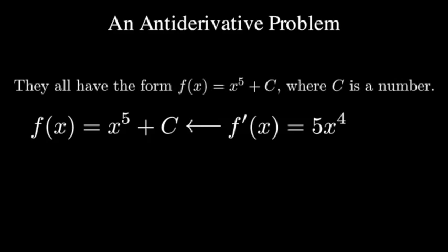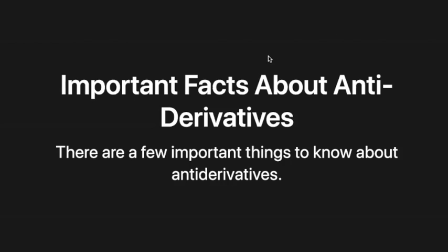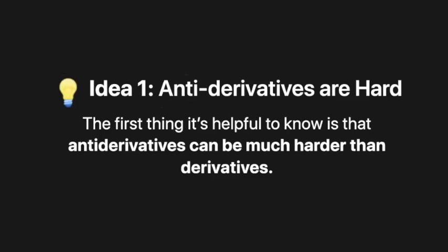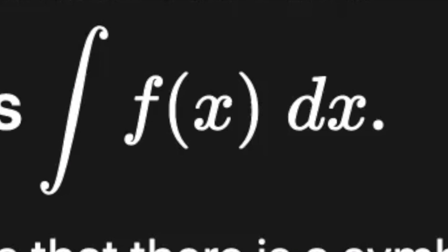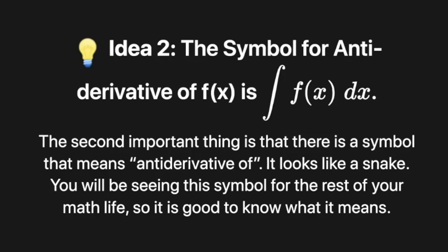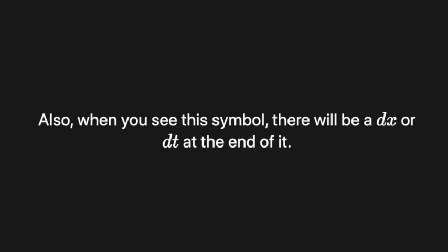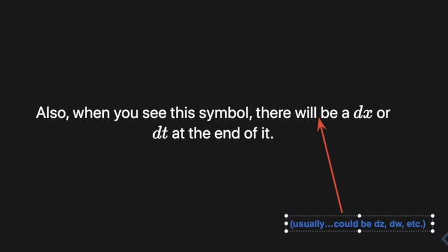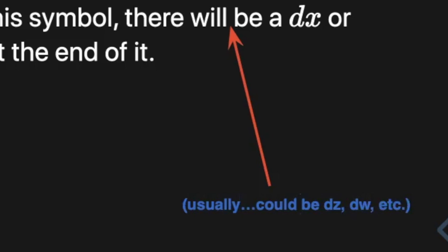Let's take a minute to note some important facts. There are a few important things to know about antiderivatives. The first thing it's helpful to know is that antiderivatives can be much harder than derivatives. The second important thing is that there is a symbol that means antiderivative of. It looks like a snake. You will be seeing this symbol for the rest of your math life, so it is good to know what it means. Also, when you see this symbol, there will be a dx or dt or d whatever the variable is at the end of it.